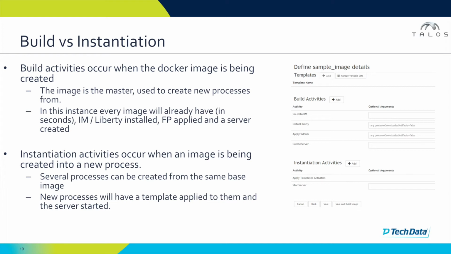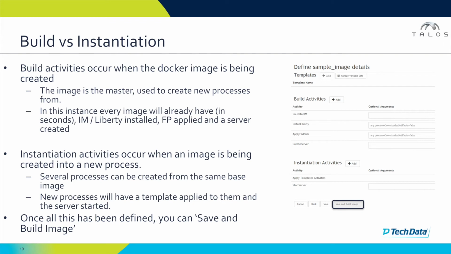Now, separately to that, we have instantiation activities. These activities occur when an image is being created into a new process. So several processes can be created from the same base image, in fact are. So if you're scaling to 1,000 instances of your application, then all of those processes will be spawned from the same image. So when new processes are started, they'll have a template applied to them, say, and the start server command will be issued. And that's what these two instantiation activities will do.